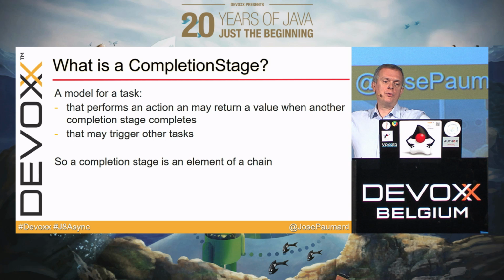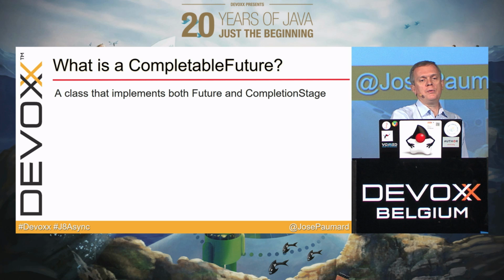What is the completable future itself? This was the model for the completion stage, that is the interface. What is the completable future? From a technical point of view, it's a concrete class, so I can just create them quite easily, that implements both Future, this old interface from Java 5, and CompletionStage, new interface from Java 8.